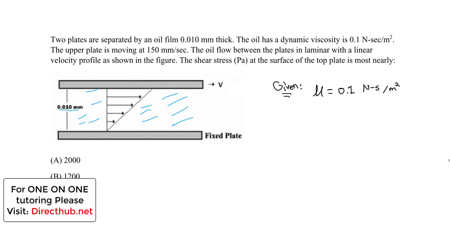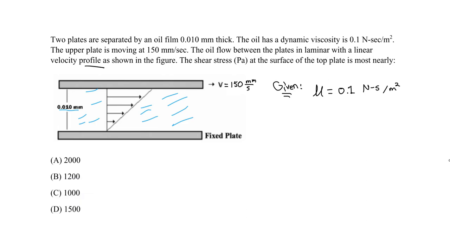And we know the upper plate is moving at a velocity of 150 millimeter per second. So what this is saying, this upper plate here is moving at a velocity equal to 150 millimeter per second. And we know the oil flow between the plates is laminar with a linear velocity profile as shown in the figure. So here they give us the velocity profile, which is nice. You might not be given it, you might be. In this case, they give us the velocity profile. This tells us it's always going to be laminar since it's linear. So that's our velocity profile, and what we want to find is the shear stress in pascals at the surface of the top plate. What is this most nearly?